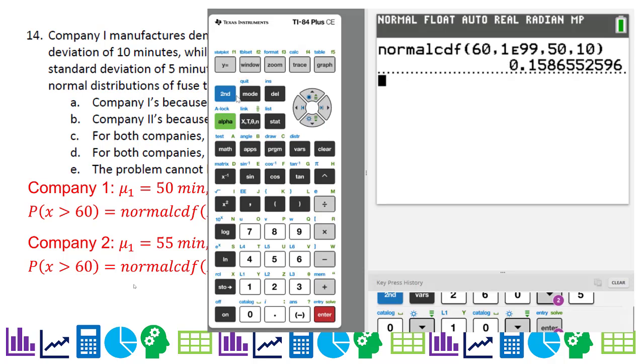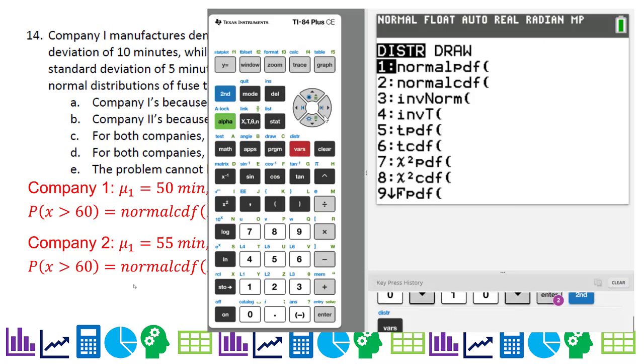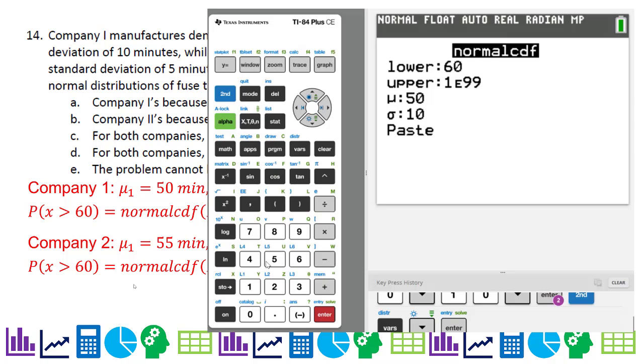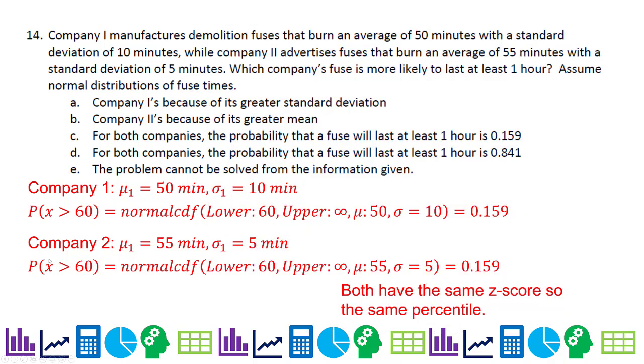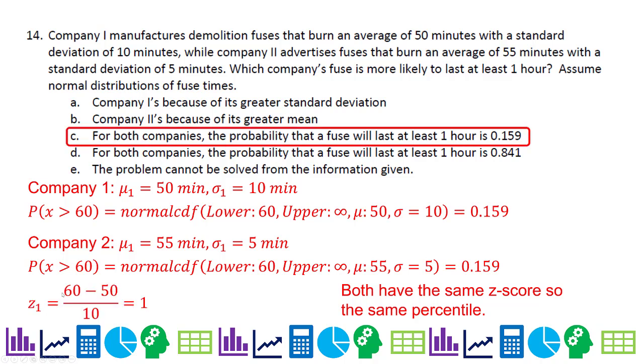So let's go ahead and do the second company. Distribution, normal CDF, and our lower is still 60, our upper is still infinity, but our mean and our standard deviation are different for this company. And we get exactly the same number. So both have what we can look at is their z-scores. All right, so that is the answer.